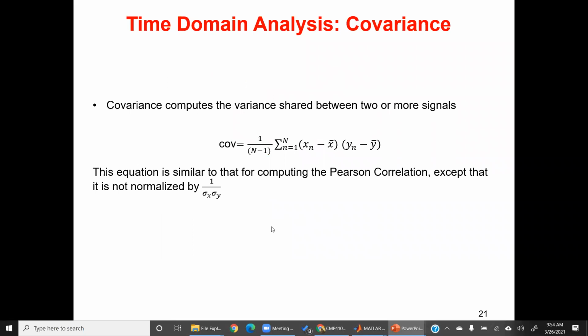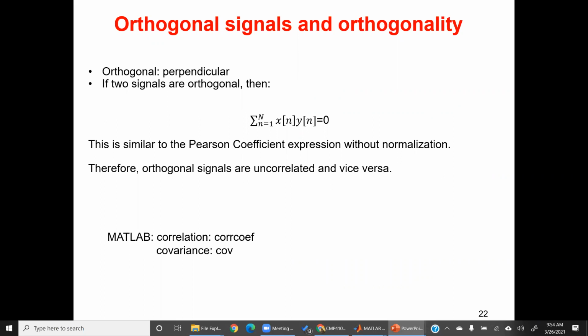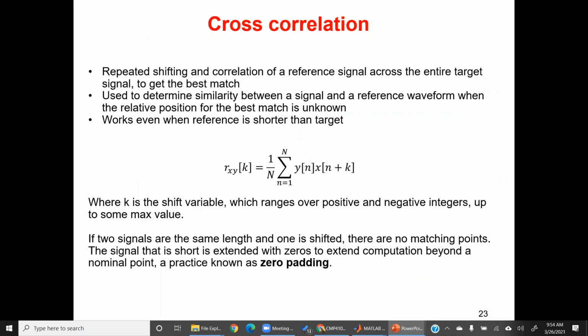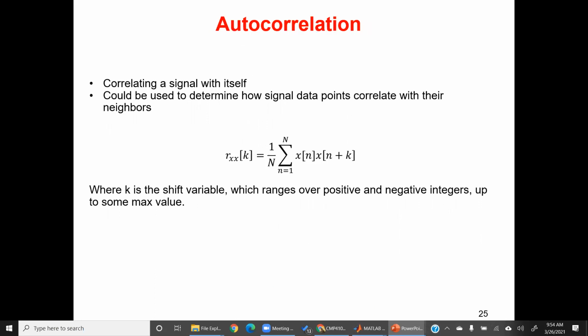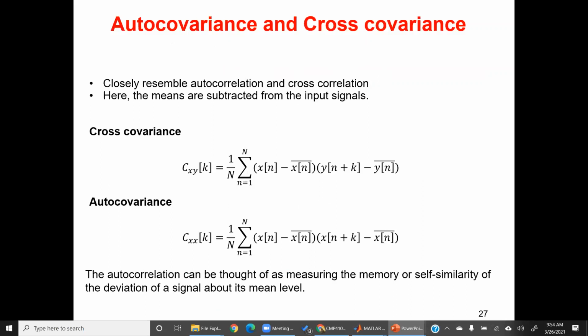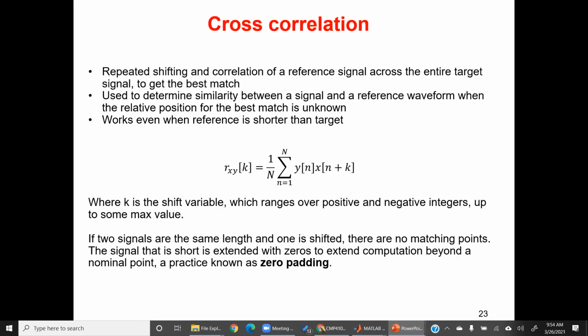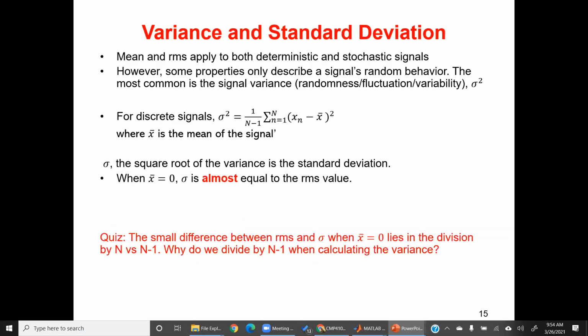Yeah, covariance, the formula is there. I've already defined orthogonality. If you want to know how to calculate correlation in Matlab, it's very easy. Cross correlation means that you're going to repeatedly correlate a reference signal across the entire segment of your signal. I give you examples. Autocorrelation means correlating a signal with itself. Autocovariance and covariance, very easy to understand. And that is it. So I'd expect you to read the things and understand them and discuss.